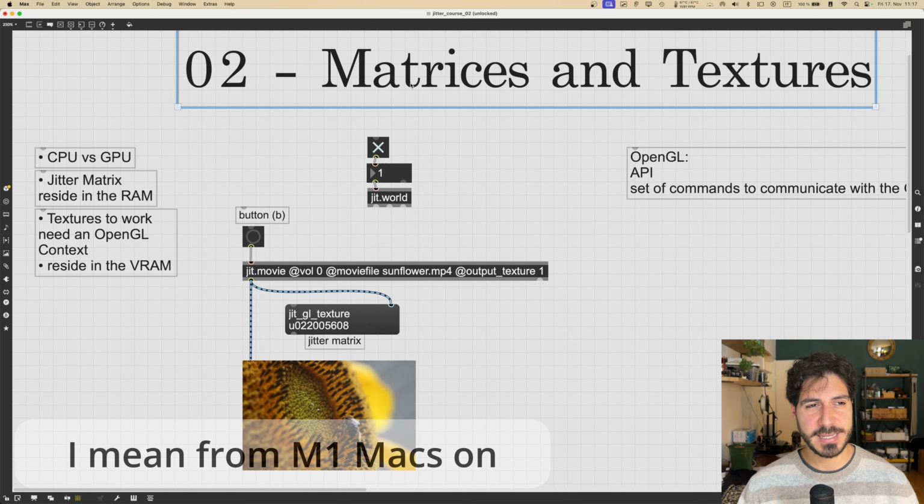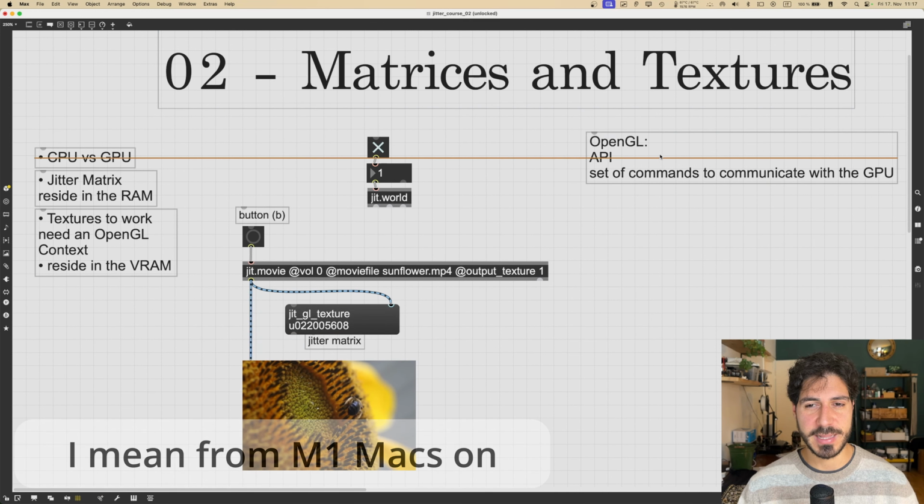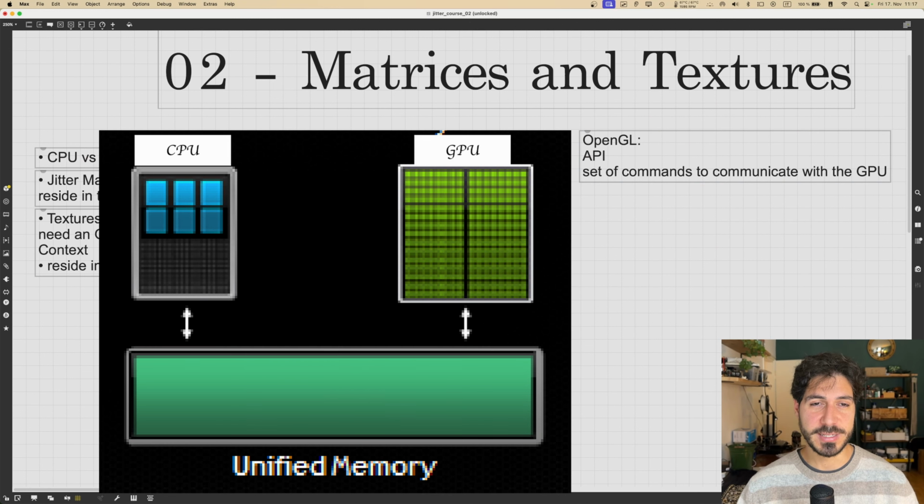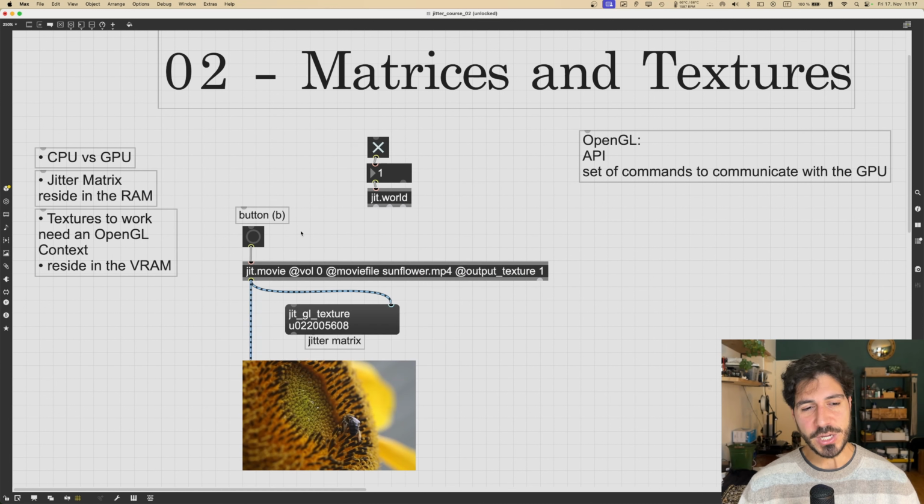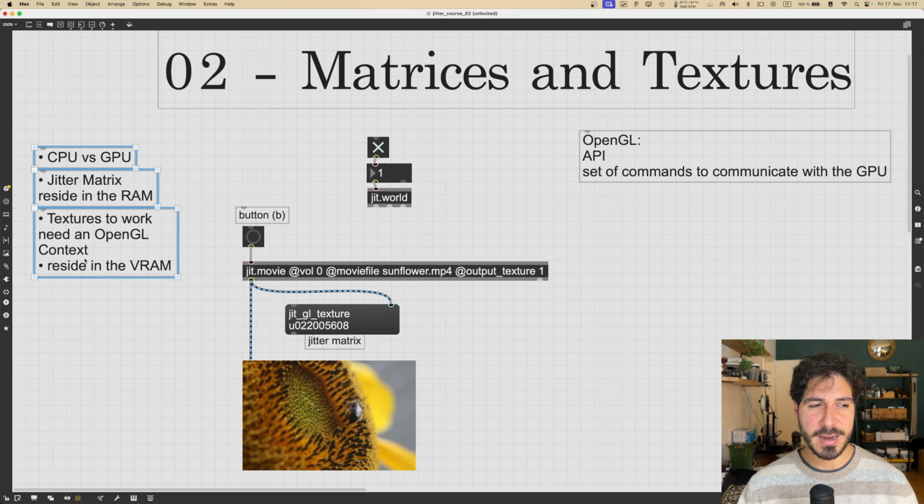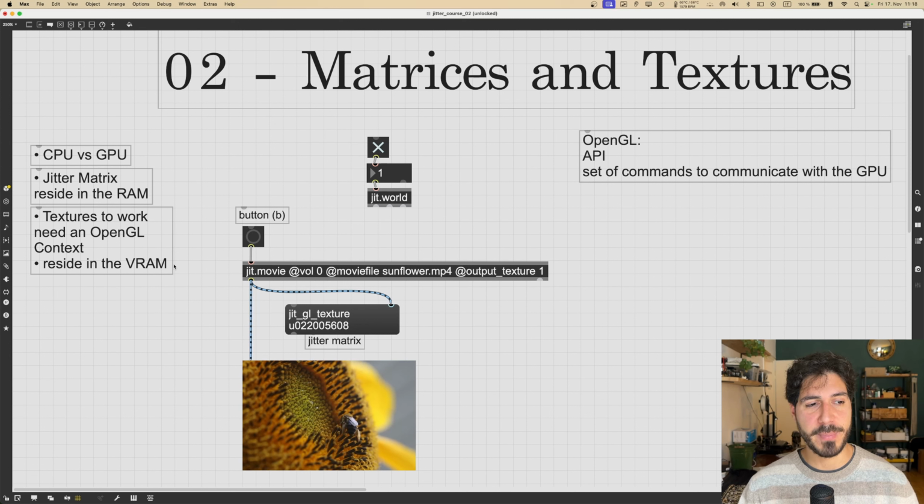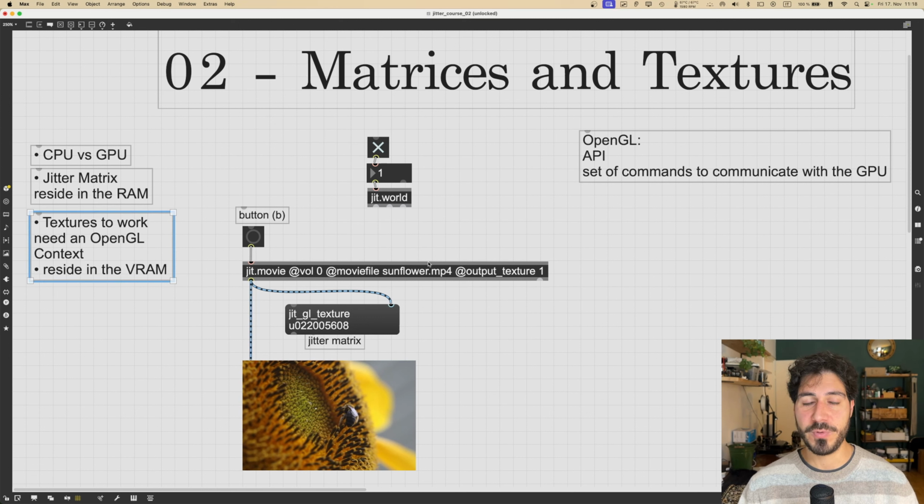In the Mac system, and probably also in some other architectures, there is a unified memory. So the CPU and the GPU share the same unified memory. So sharing data between the CPU and the GPU is not such a big deal anymore using these M1 or M2 Macs. But still, it's good to know that there are two different types of memories, the RAM and the VRAM. And when we play a movie as a texture, this movie resides then in the video RAM.